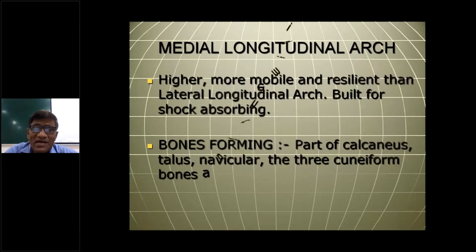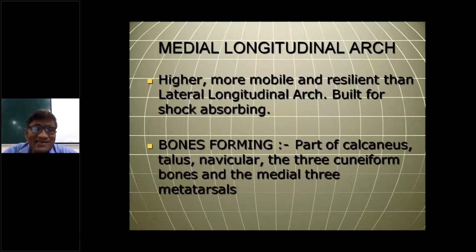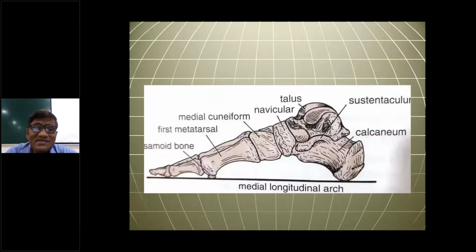As we have seen in the picture: calcaneus, talus, navicular, three cuneiform bones, and the medial three metatarsals, from behind forwards. Okay, you can see that picture again. Behind forwards: calcaneum, not the whole calcaneum, medial half, and then the talus, navicular, all the three cuneiforms and medial three metatarsals. They all form the medial longitudinal arch.